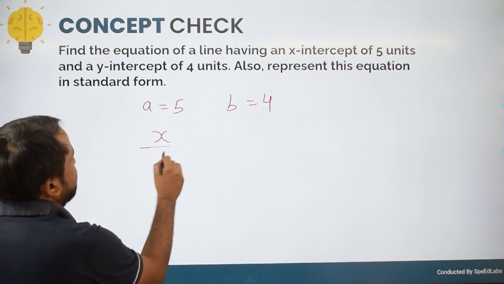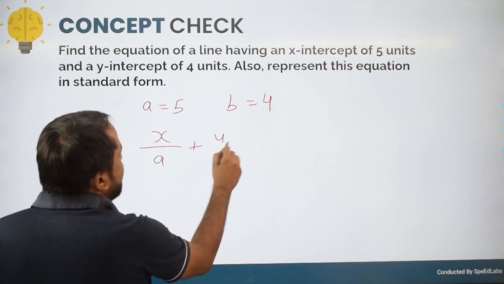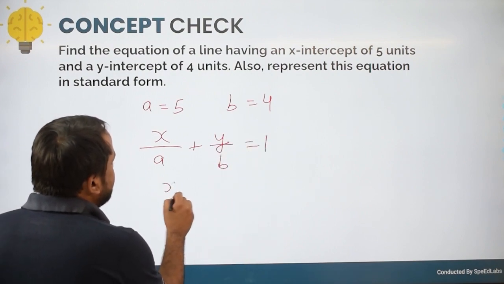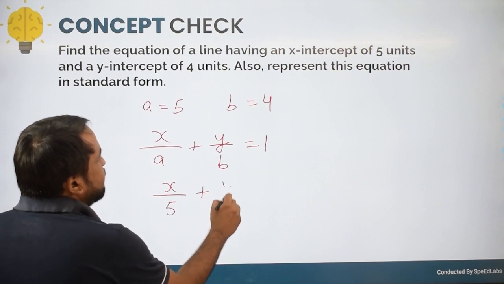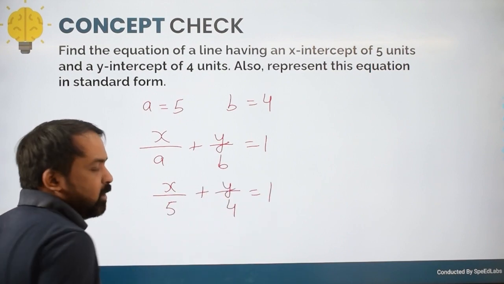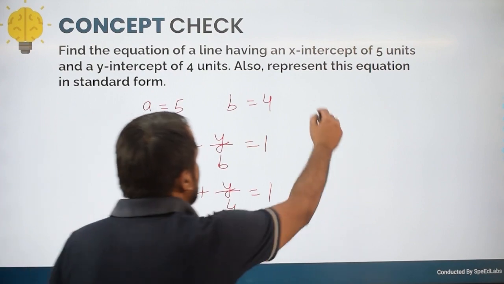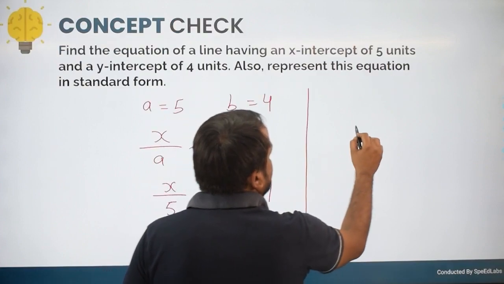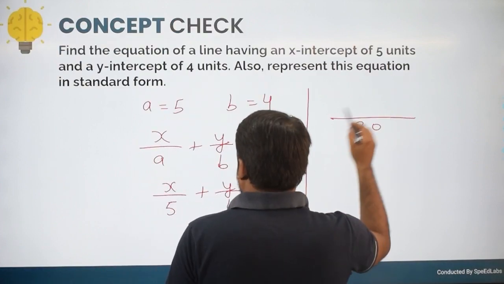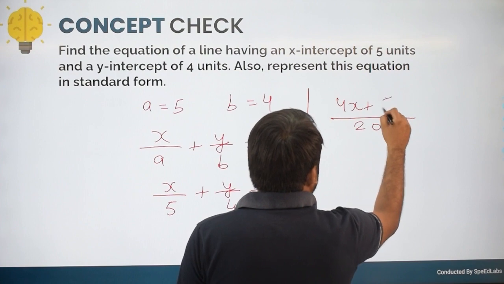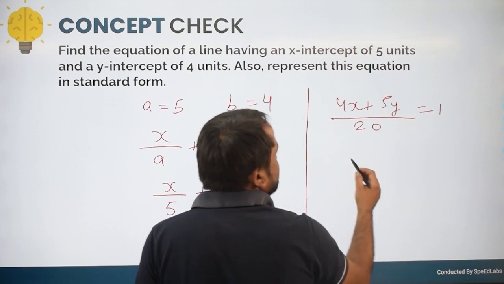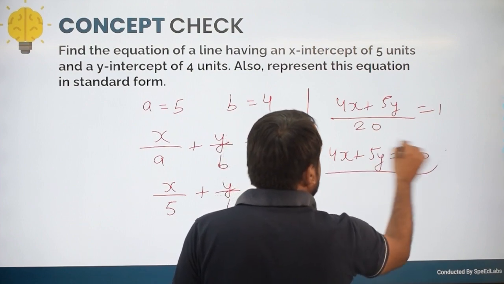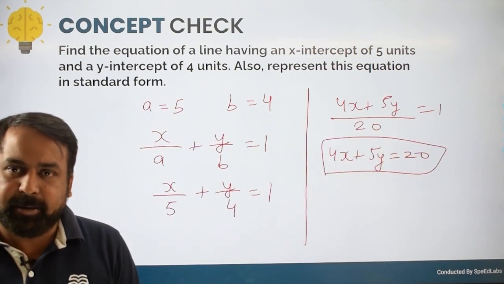So the equation of the line will be x upon a plus y upon b is equal to 1. That means x upon 5 plus y upon 4 is equal to 1. Now I am solving this. Let us take the LCM. The LCM will be 20. So this will become 4x plus 5y upon 20 is equal to 1. And if I cross multiply this 20, 4x plus 5y equal to 20 is the equation of the line.